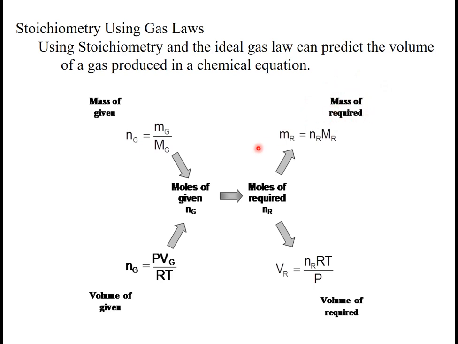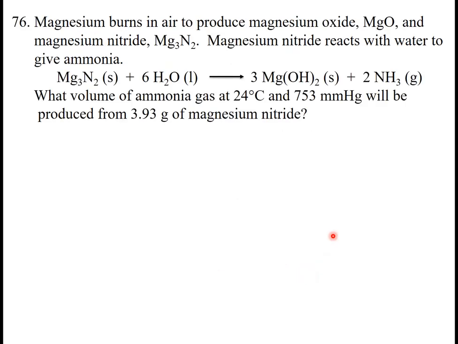This time, since we're using gas laws, we're either going to be given a volume and asked for a mass, or given a mass and asked for the volume. So we're going to be going diagonally this time. But either way, whenever you see the word stoichiometry, you have to go to the moles. That's the mass divided by the molar mass, or for the ideal gas law, PV equals nRT, so n is PV divided by RT, or the volume is nRT divided by P. Okay, we're going to do some problems with that.